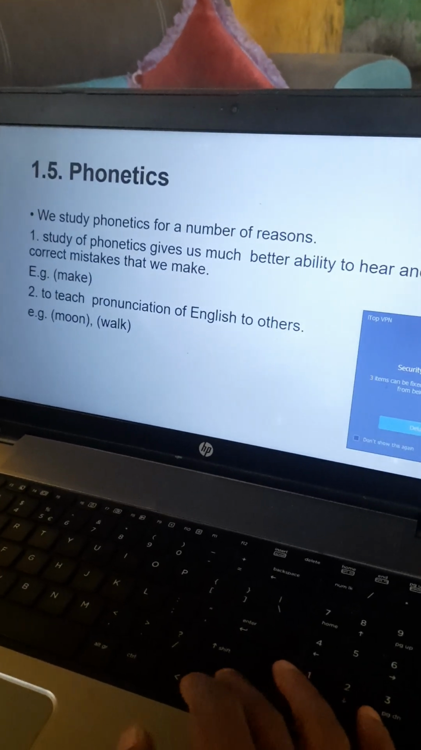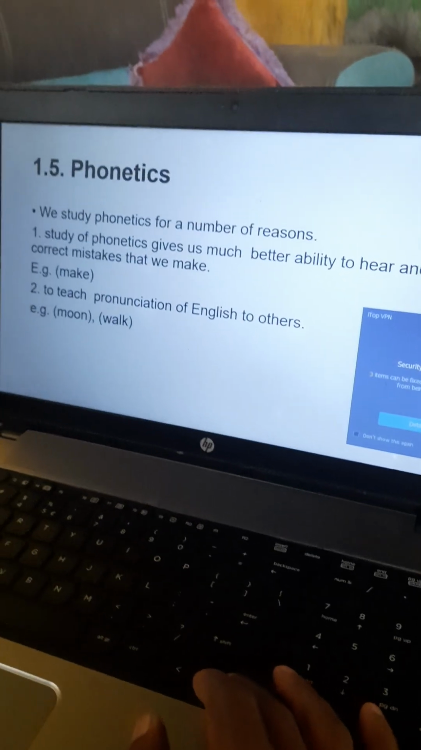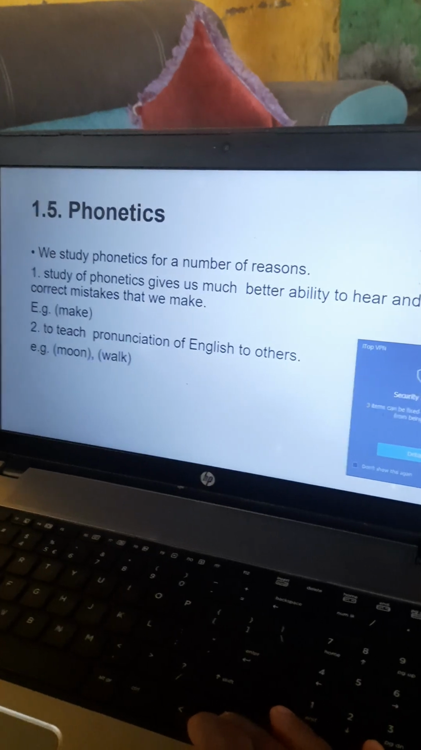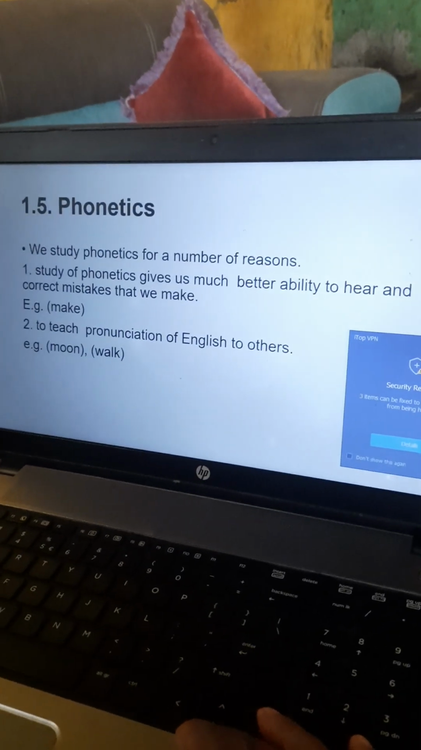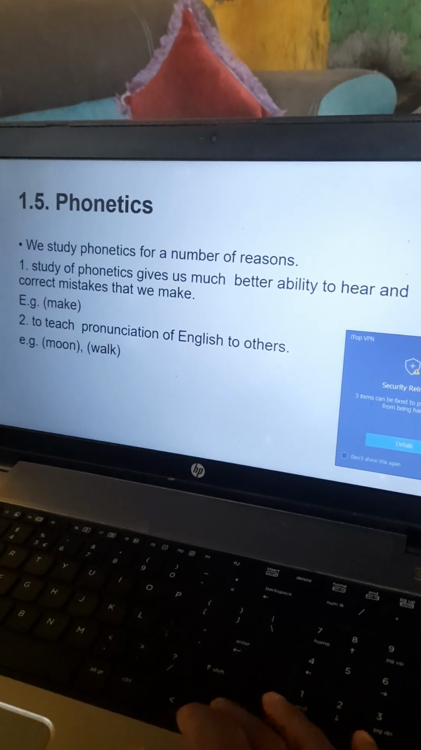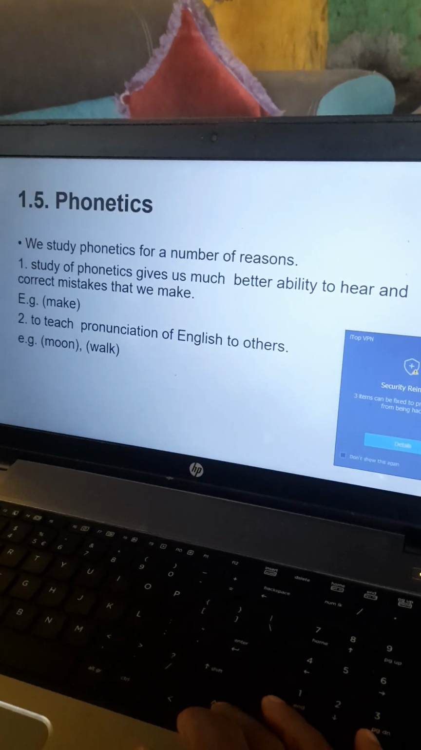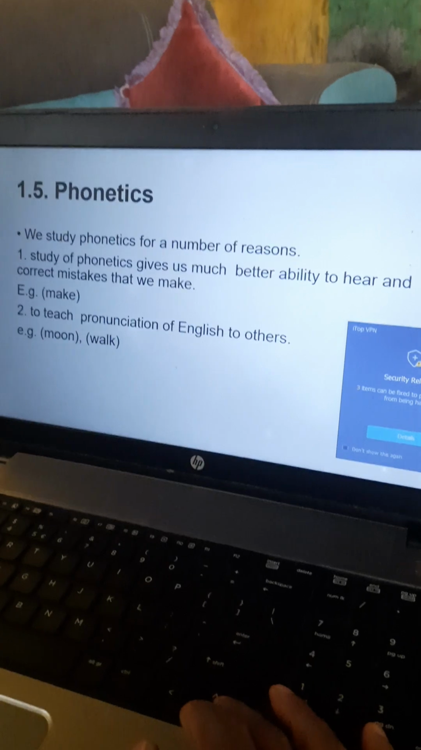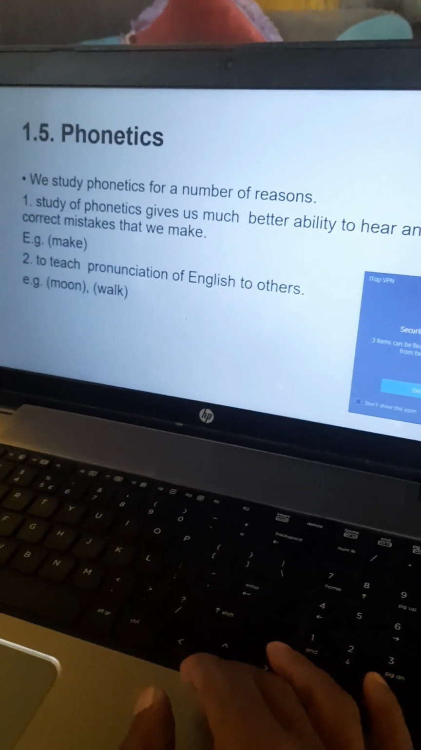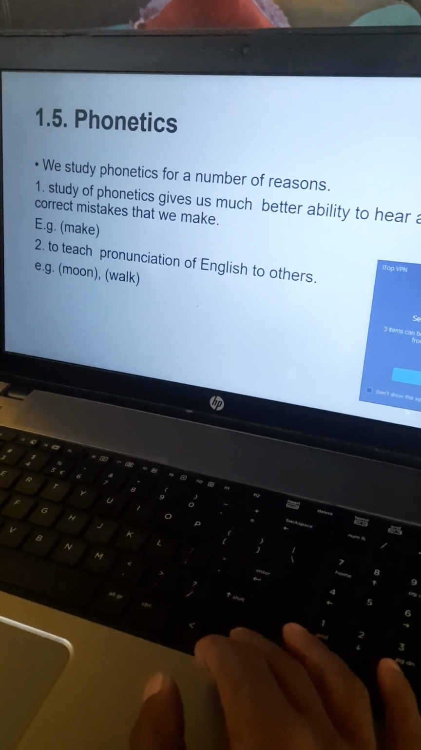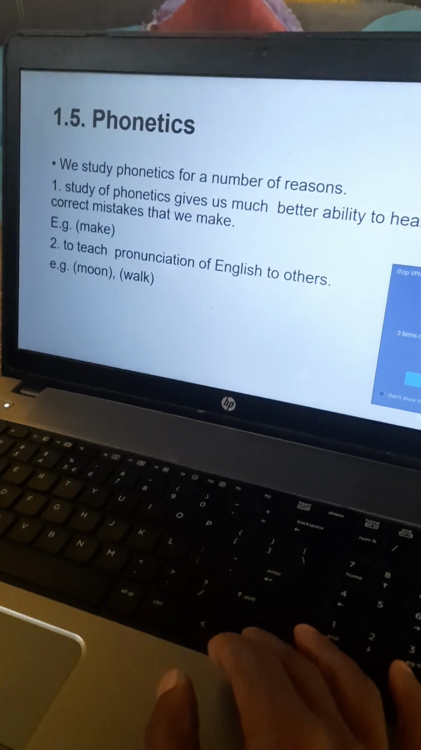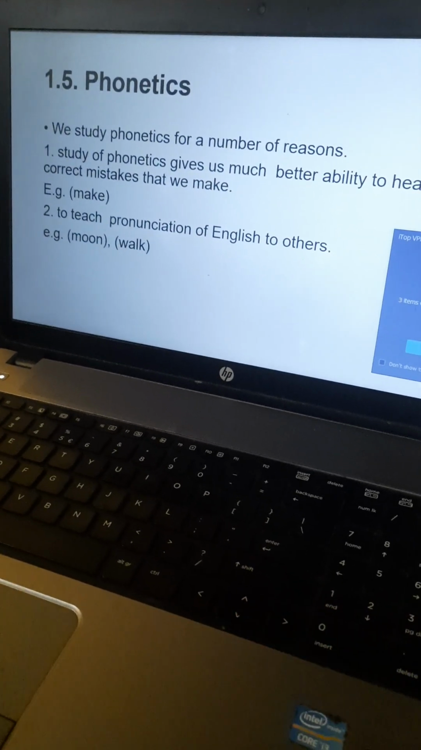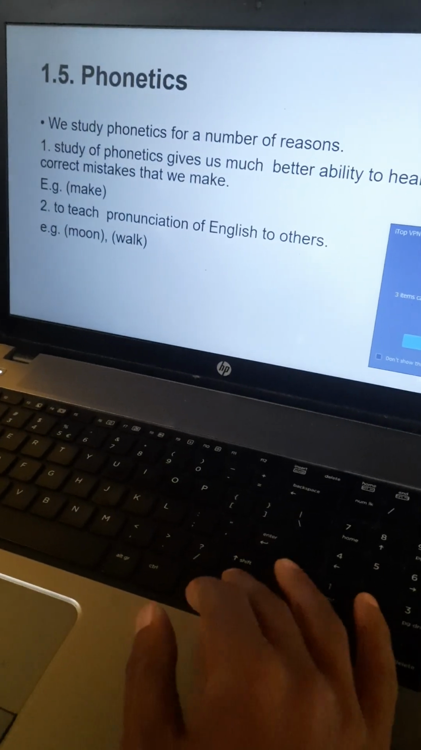Look at the other one. Walk. Instead of saying "walk", some may say it differently. Others also may say it another way. For some English speakers, maybe English of some countries, not English of America or England, it may be correct. But the exact pronunciation for this word is "walk".